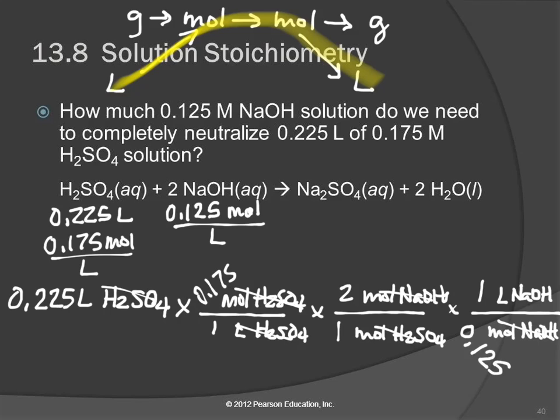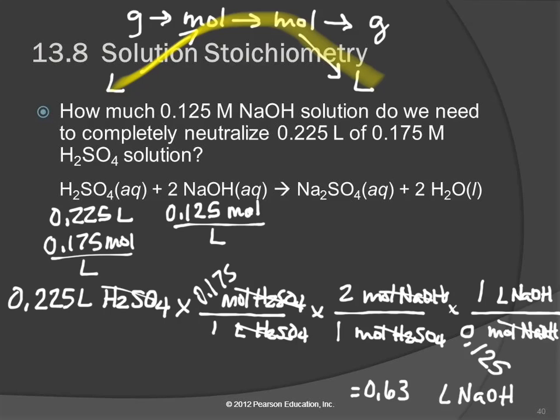0.225 times 0.175 times 2 divided by 0.125 equals. What's the unit going to be? Liters of sodium hydroxide solution. My calculator is showing me 0.63. Anybody else get that? Okay.